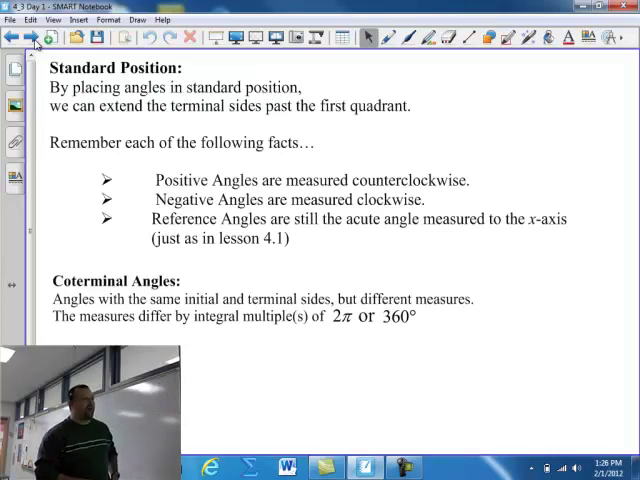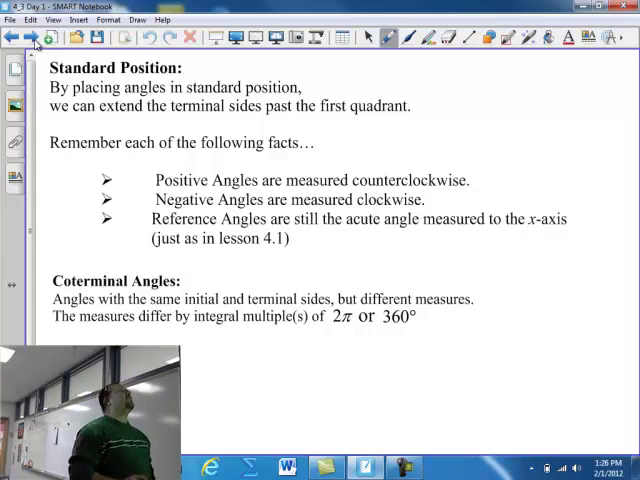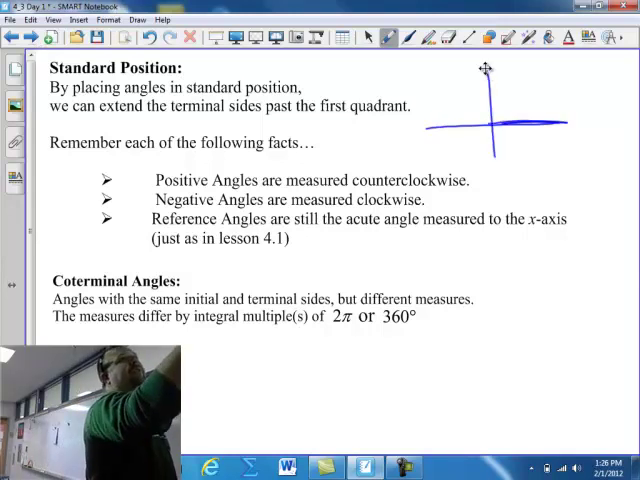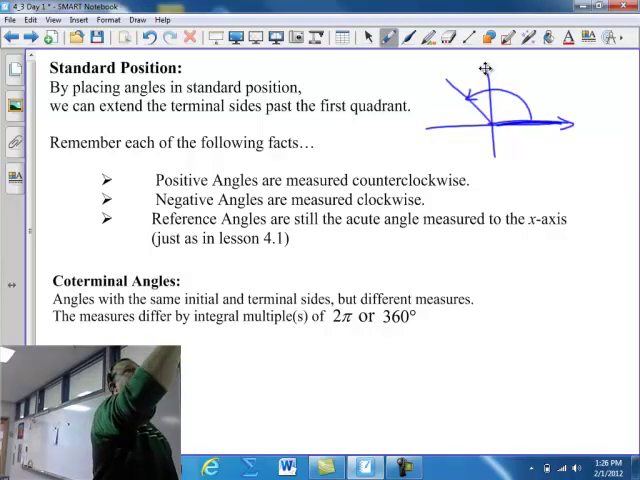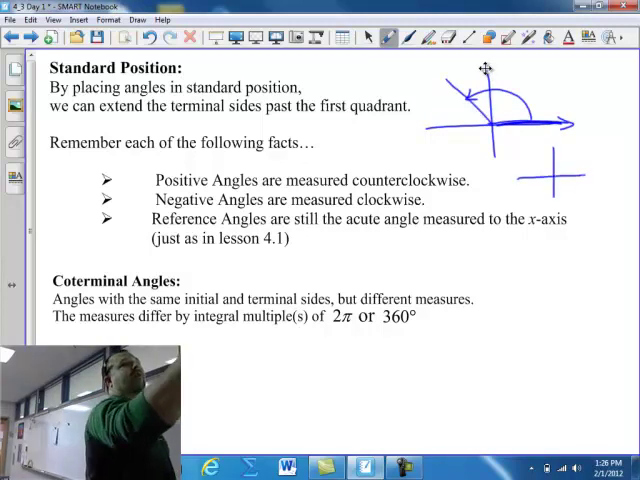So vocabulary. Standard position has not changed. You place angles in standard position and you can extend the terminal sides past the first quadrant. If we are in standard position, we always start here and we can now go past the first quadrant to the second quadrant, or all the way to the third and fourth quadrants by going all the way around.